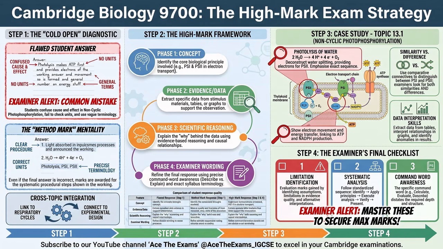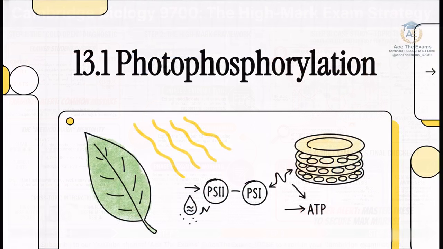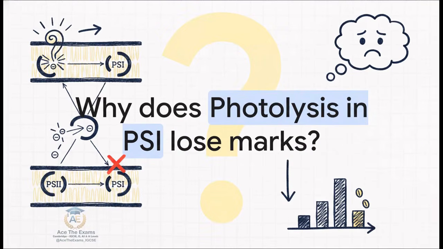Welcome to this explainer. Today, we're tackling a topic that Cambridge principal examiner reports flag year after year as a massive stumbling block in A-level biology. We're diving into non-cyclic photophosphorylation, specifically the roles of photosystem 1, photosystem 2, and the photolysis of water. The goal? To completely demystify this process so you can easily secure those top marks. Okay, let's jump right in.